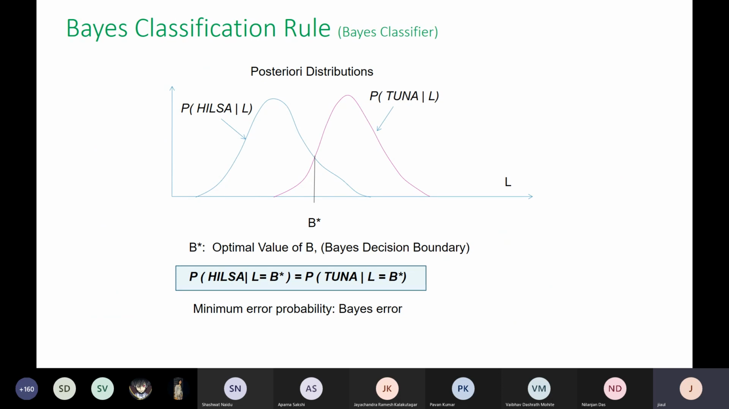Now coming back to our main picture, we have to figure out B star, the optimal value of B, the boundary condition, for which we will have the minimum amount of error. If you compute the error on the two classes, the amount of error will be equal. And what would be the B star so that we can have that kind of situation? This is called the Bayesian error or Bayes error, the minimum error probability.